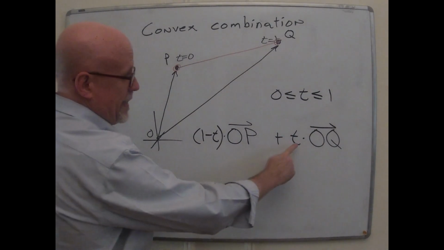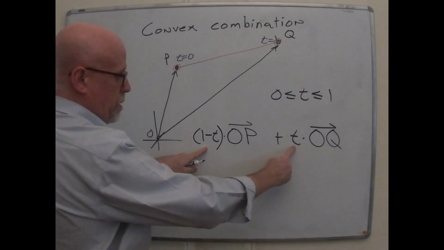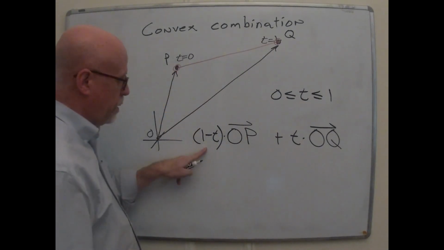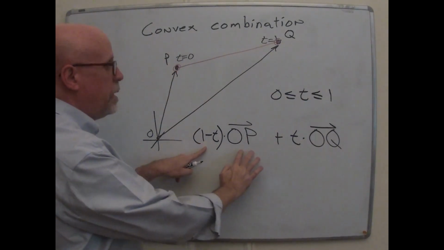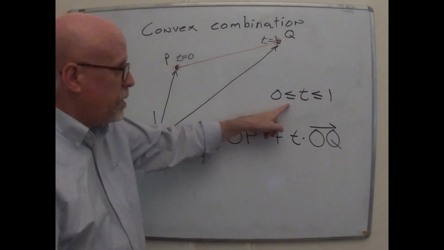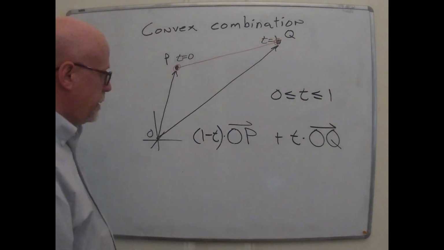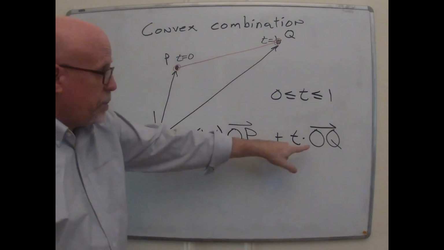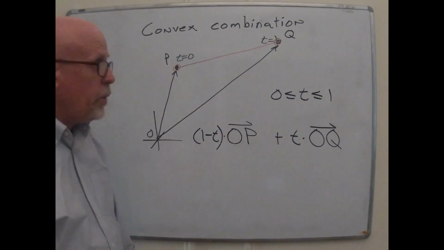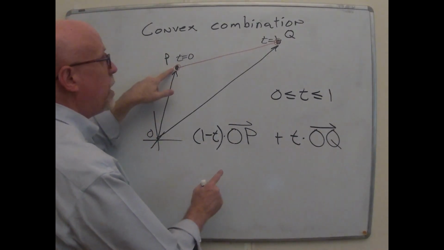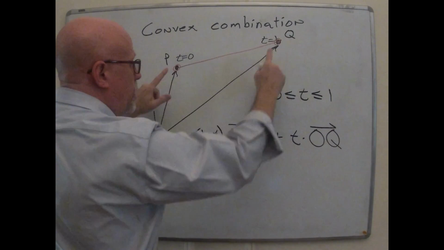So think about it. When t is 0, what's 1 minus t? It's 1. Where are we then when t is 0? We're at P, because we have 1 times OP and 0 times the other thing. What about when we let t run up until it gets to 1? Well, 1 minus 1 would be 0 times the OP, and 1 times OQ would get us OQ. So it's easy to check that you're going to be at P when t is 0, and at Q when t is 1.